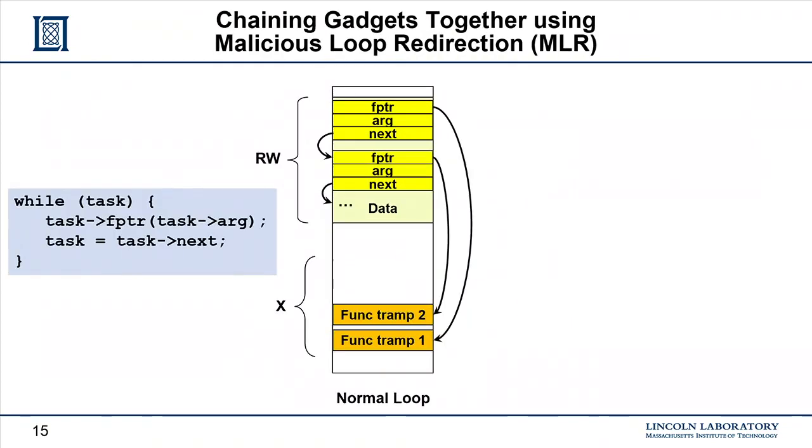In order to do that, we have developed a technique called malicious loop redirection. It exploits loop structures like this, which are very common in applications. It loops over a task, calls a function pointer on each task, and then goes to the next task. So in this case, what would be stored in the data memory are those tasks with their function pointers and arguments and pointers to the next task. And then the function pointers point to function trampolines.